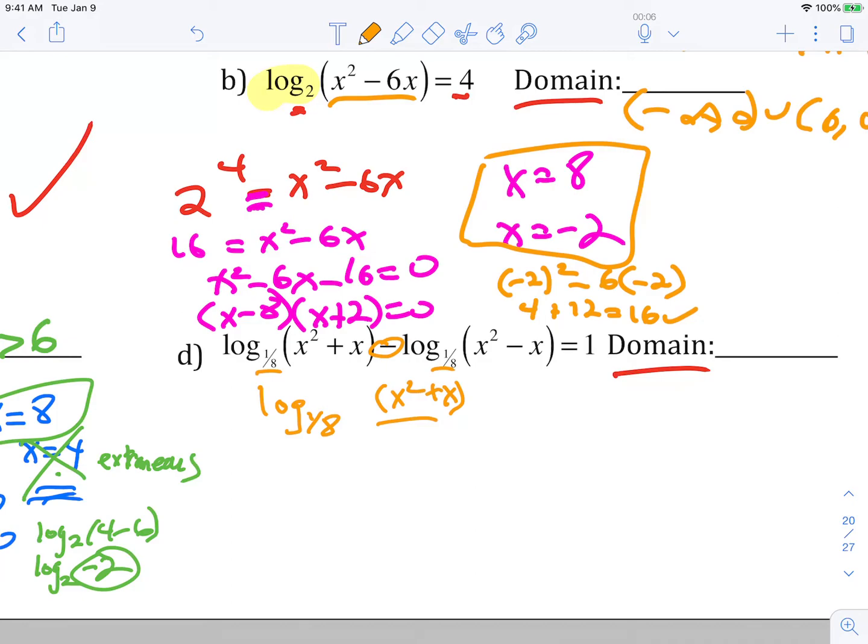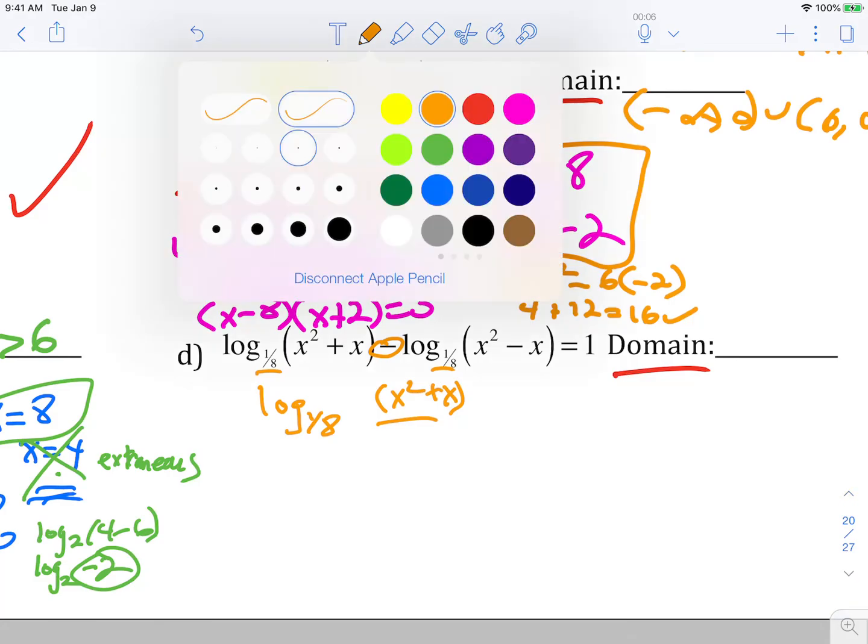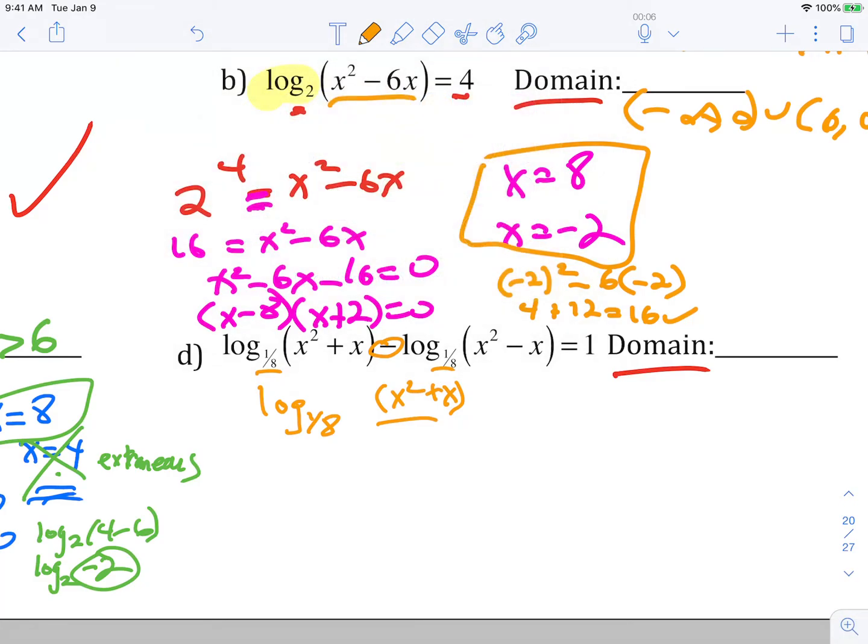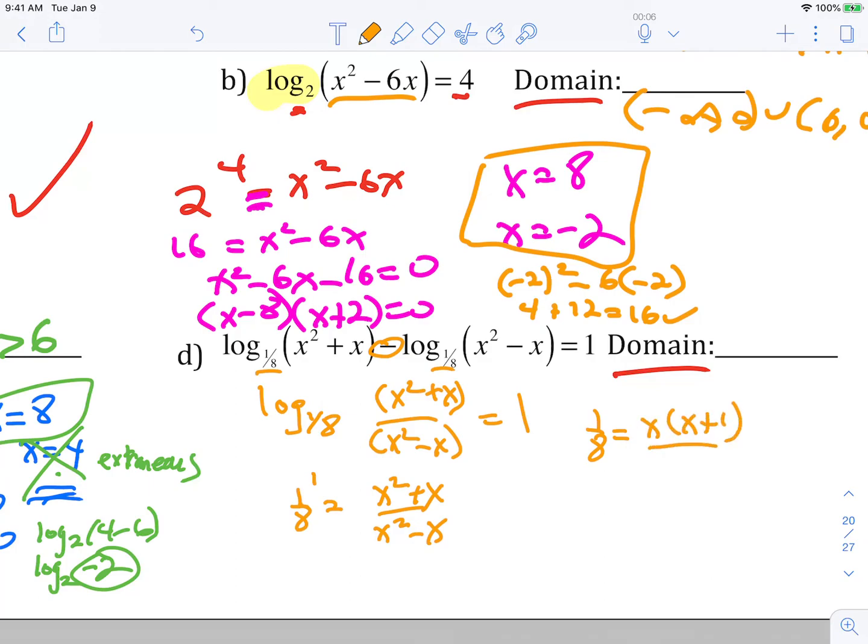All right, we're gonna skip this one. I don't want you guys to get more confused here. So if you tried it, good for you. I'll just kind of do the setup for you. I was looking at my old notes here. And then this is 1 over 8 to the first power is equal to x squared plus x over x squared minus x. We could factor out an x here to make life a little bit easier. So 1/8 is equal to x times x plus 1 over x times x minus 1.